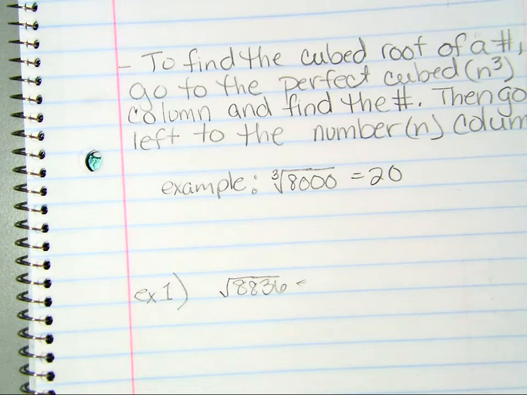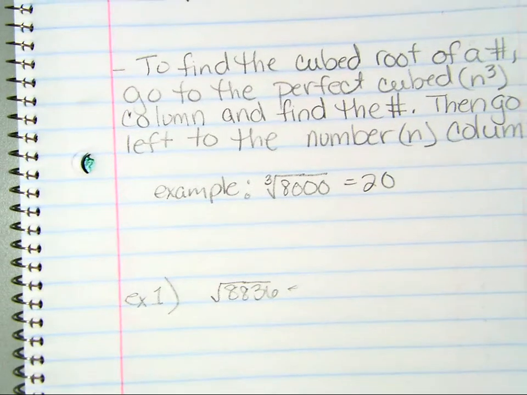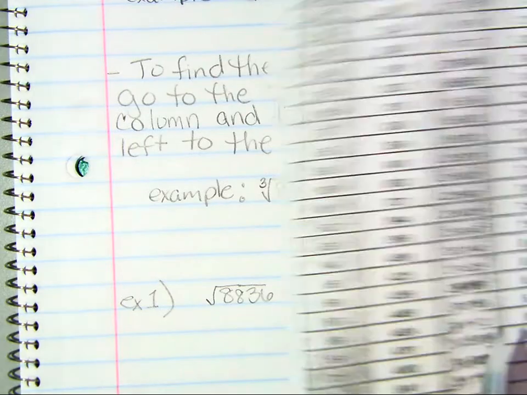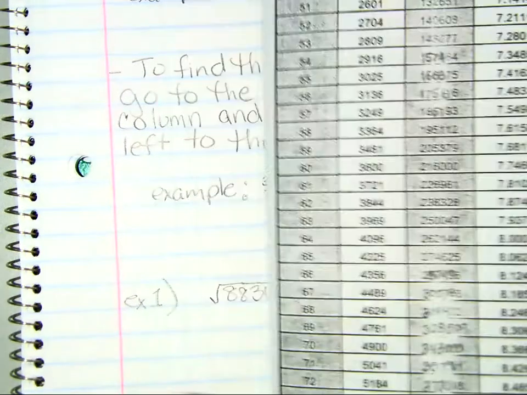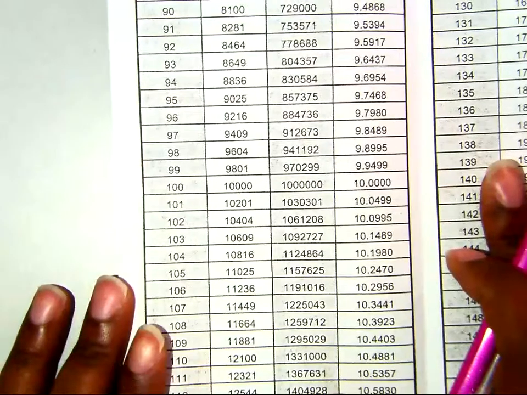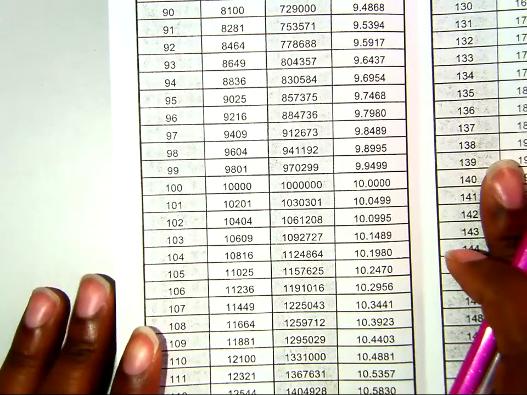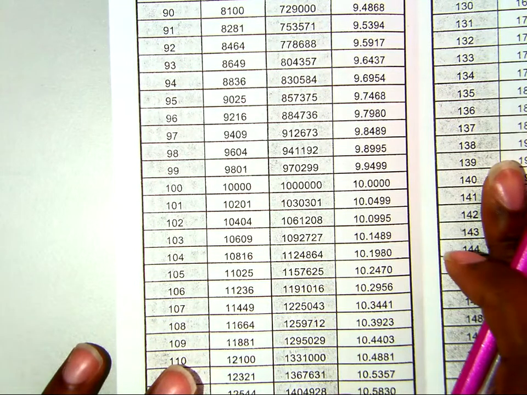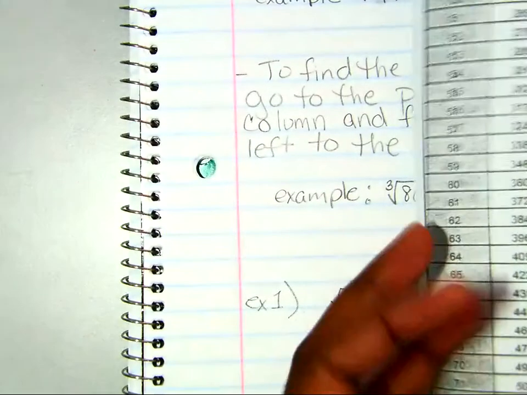Which column do we look in to find the square root? What does it say at the top? N squared. Can you find that number in n squared? 8,836. What number? 94. Very good.